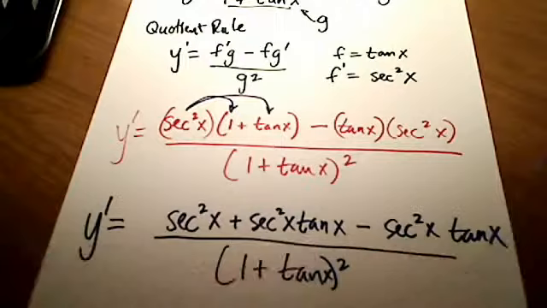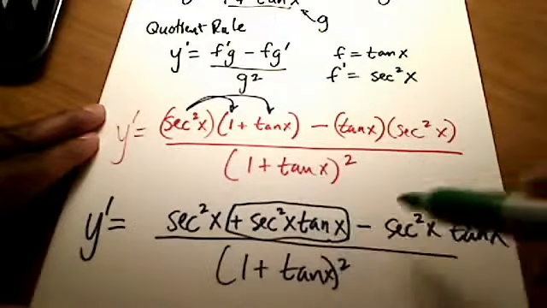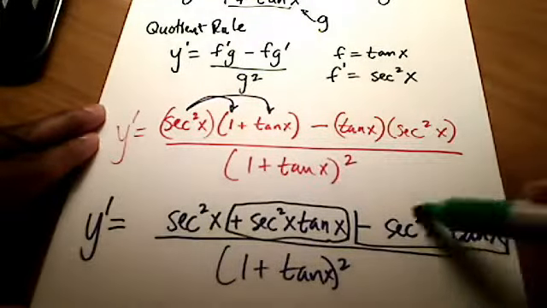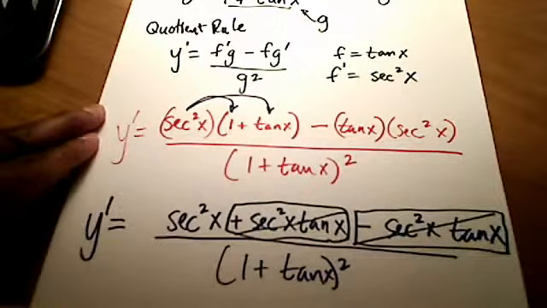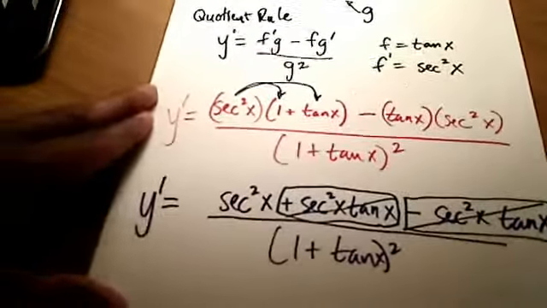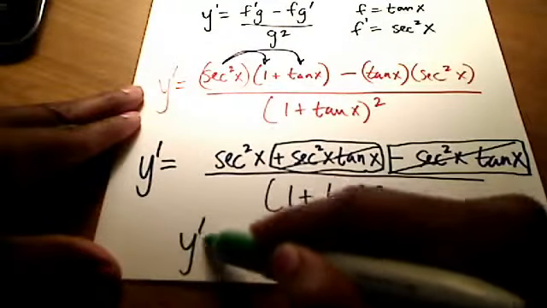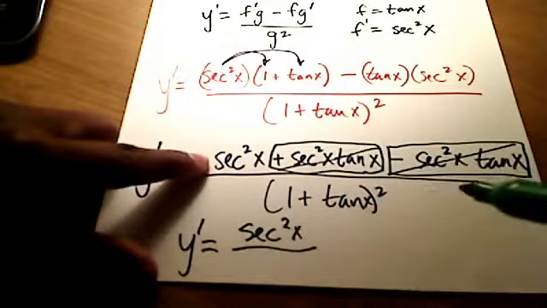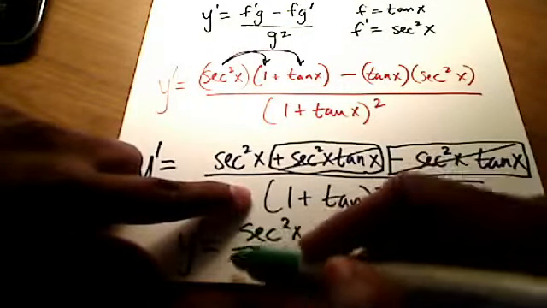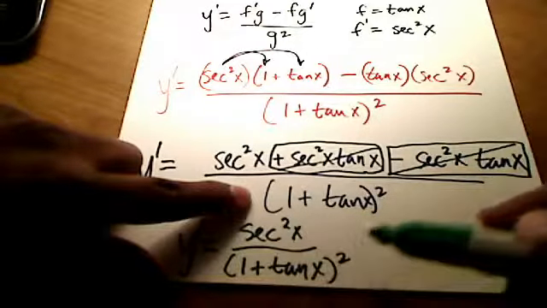But you see in the numerator now that I've got two terms that are opposites. I've got this guy here and this guy here, and since one of them is positive and the other one's negative, they cancel each other out. They're completely gone. So my final answer for this derivative is, in the numerator I have secant squared x, and in my denominator I have quantity 1 plus tan x squared.